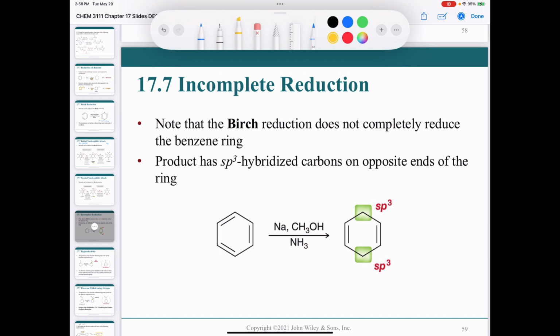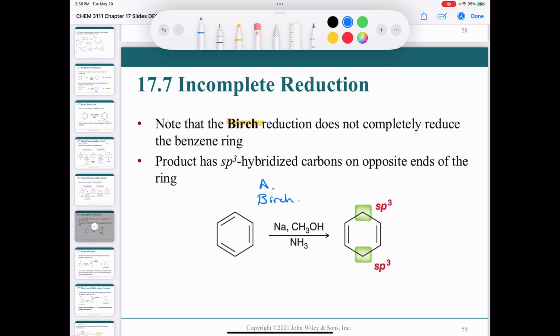And so things to note. Number 1, we call this the Birch Reduction. So this is what we call the Birch Reduction. So Birch, it's named after a guy named Arthur Birch, who was an Australian chemist. So sodium, methanol, and ammonia is our solvent, okay? And it doesn't completely reduce the aromatic ring, right? We end up with our 1,4-cyclohexadiene, and the sp3 hybridized carbons are on opposite ends of the ring.